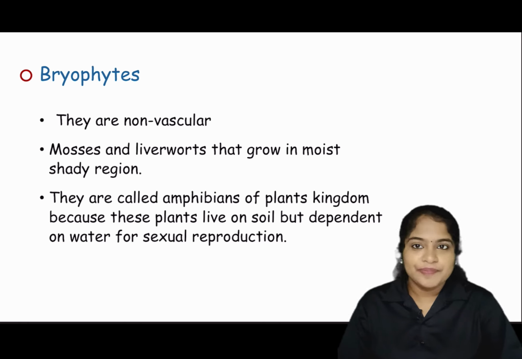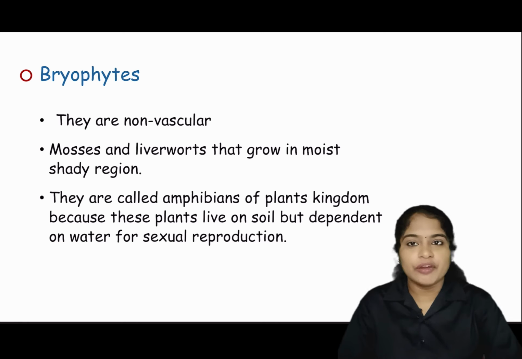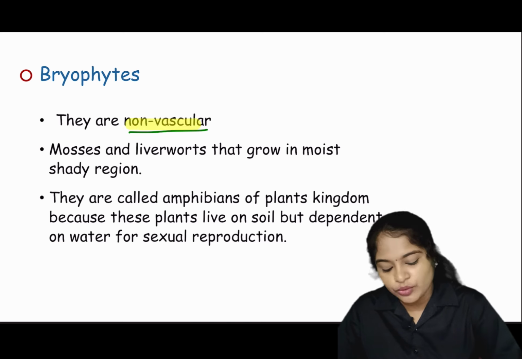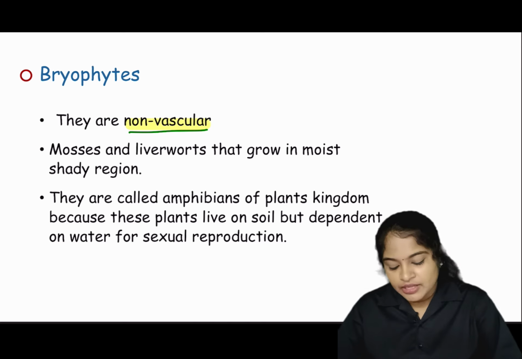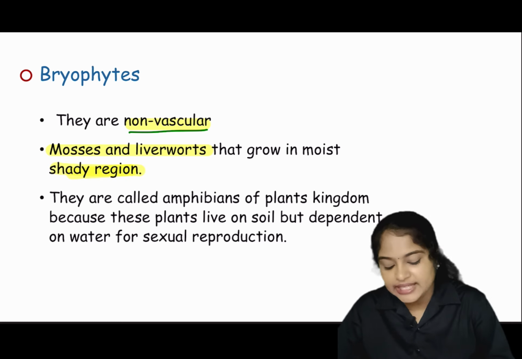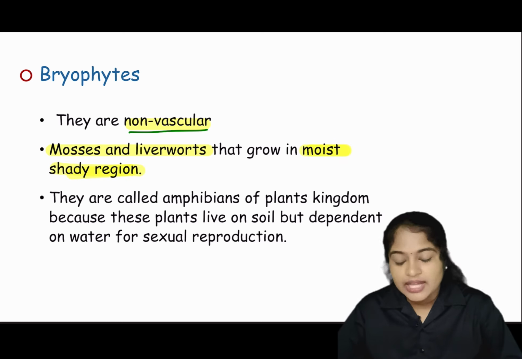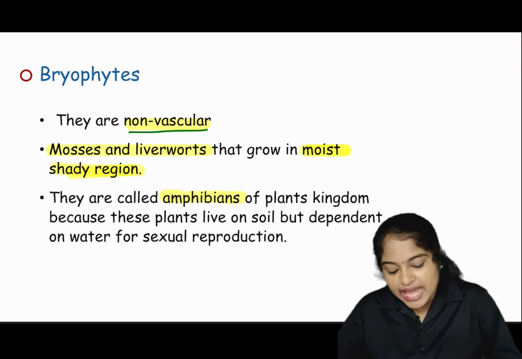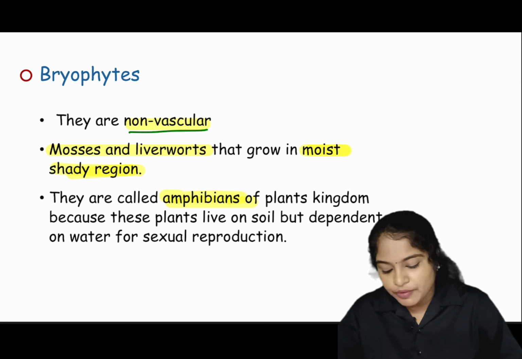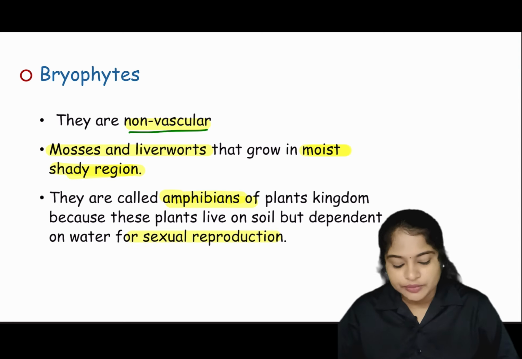The next division of the plant kingdom is Bryophytes or Bryophyta. They are non-vascular. They do not have a vascular system, or they do not have xylem or phloem. So they are mostly of two types, that is liverworts and mosses, and they are mostly found in shady or moist regions. And these Bryophytes are called the amphibians of the plant kingdom as they require water to complete their life cycle. That is, for sexual reproduction they require water.